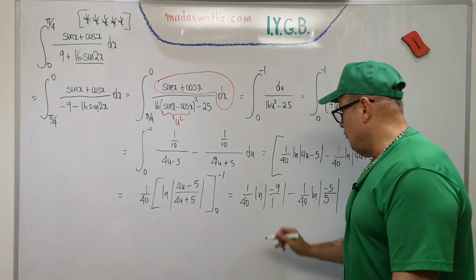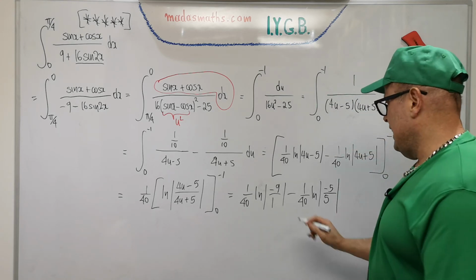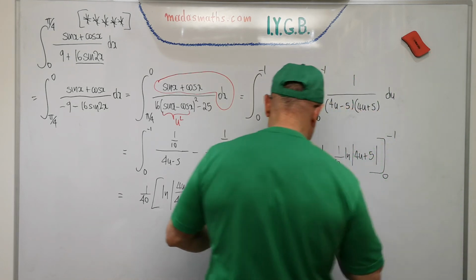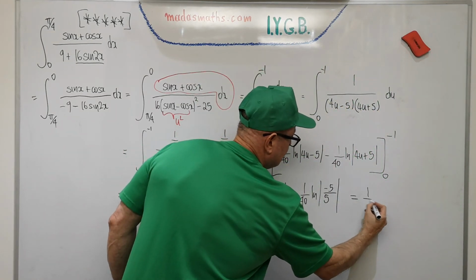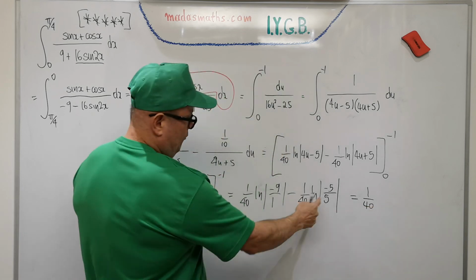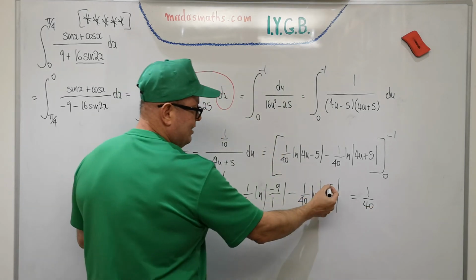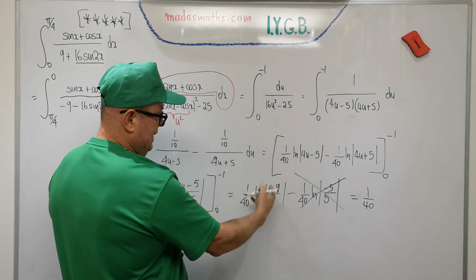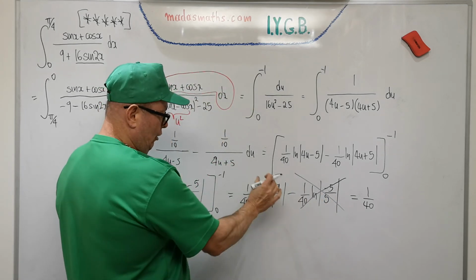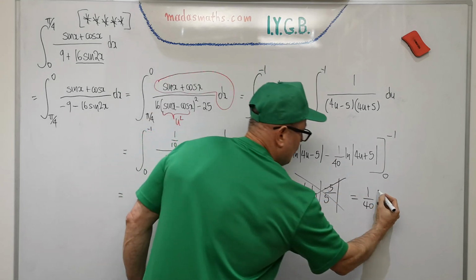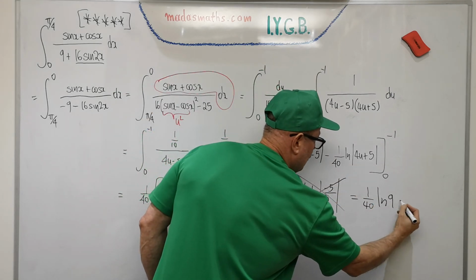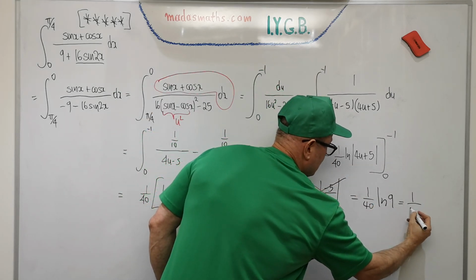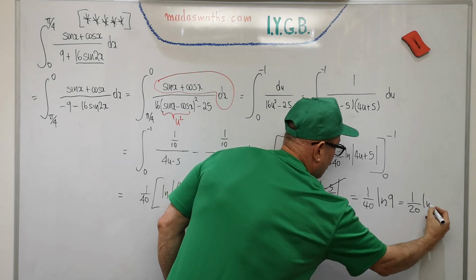Okay, of course, this will give me 1/40th. First of all, the mod of minus 5 over 5 is 1. Log of 1 is, of course, 0. So there's nothing from this. It's just this bit here. Log of mod of minus 9 is the log of 9. So the final answer is 1/40th log of 9, which I personally would have written as 1/20th log 3.